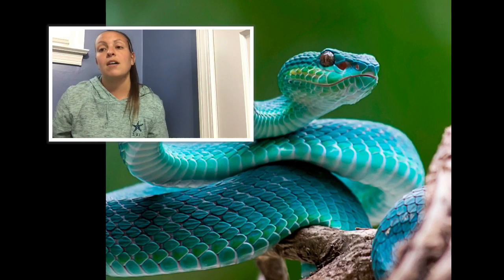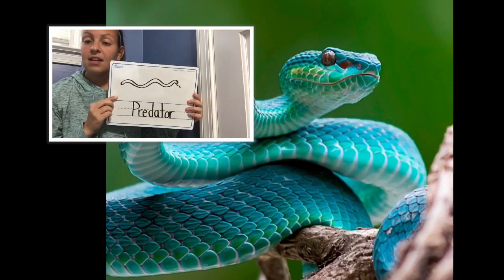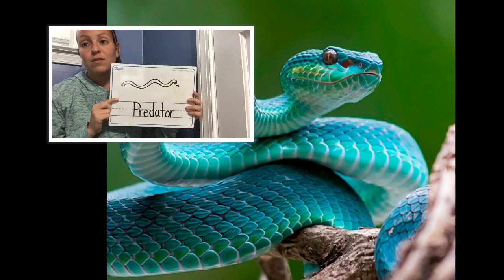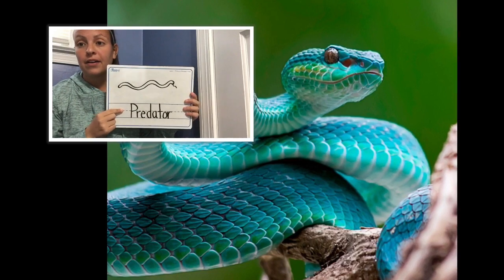Another example of a predator is a snake. A snake likes to eat other animals. Something a snake likes to eat are rats. So a snake is also a predator.